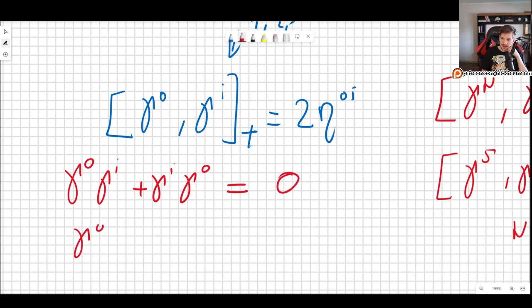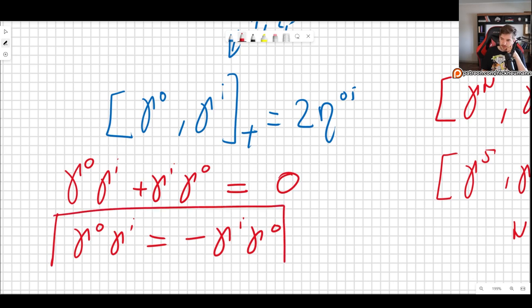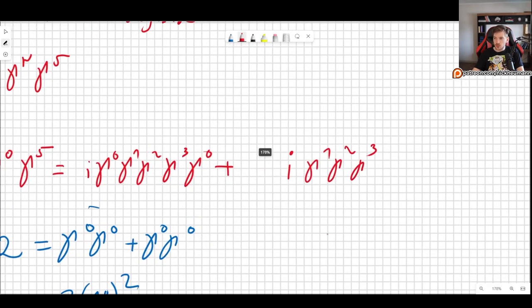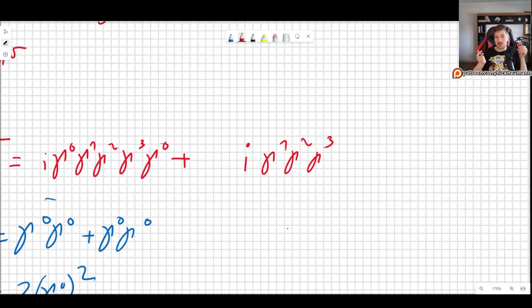So that means that gamma zero gamma I is equal to minus gamma I gamma zero. And this is very important. This means that we can simply change the order of gamma zero and gamma I, and put a minus sign in front. So now we go back here. If we want to see what happens between gamma I and gamma j, for example between gamma 1, 2, 3 and gamma 1, 2, 3, you do the same thing, but this time you put different indices in there and you can see what happens.